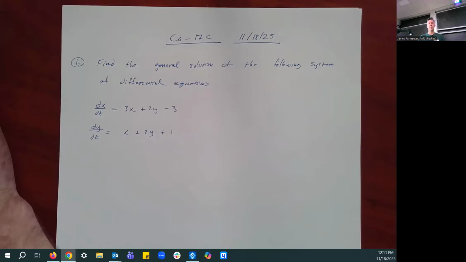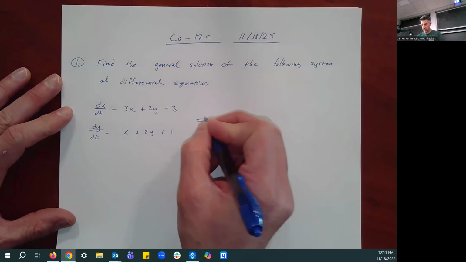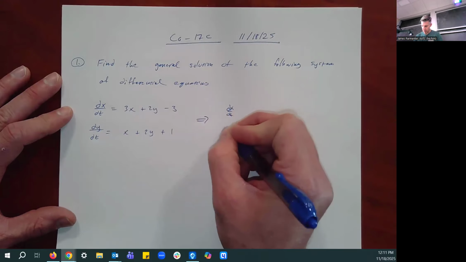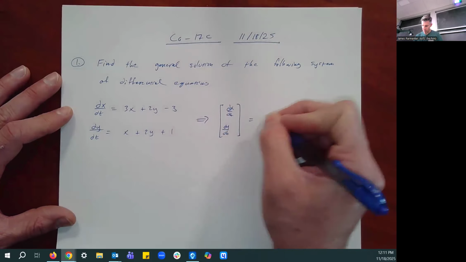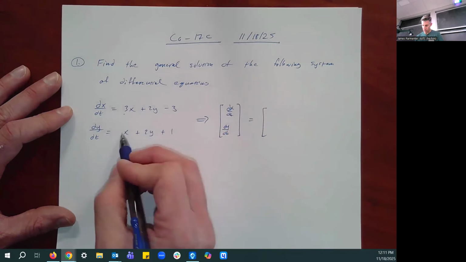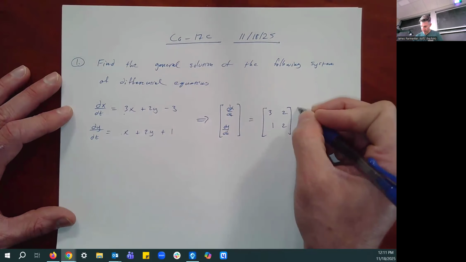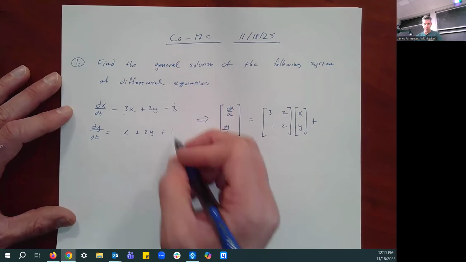Okay. So let's go through the process of solving this the fast way that doesn't show all of the extra in-between steps. We can rewrite this as the matrix equation where we have dx/dt, dy/dt as a vector, equal to the coefficient matrix [3, 2; 1, 2] times the solution vector (x, y) plus the non-homogeneous part, (-3, 1).